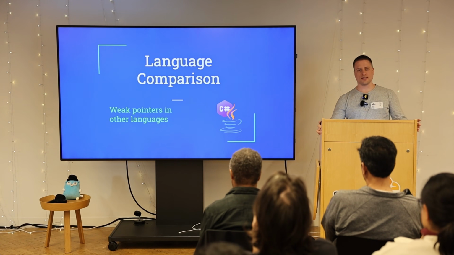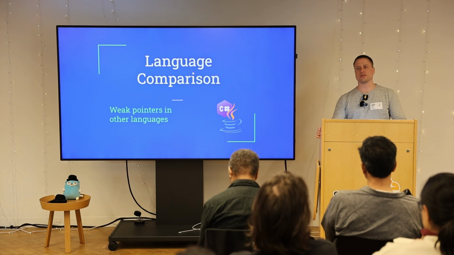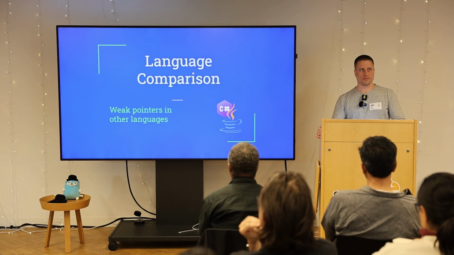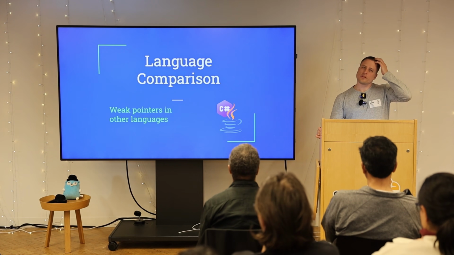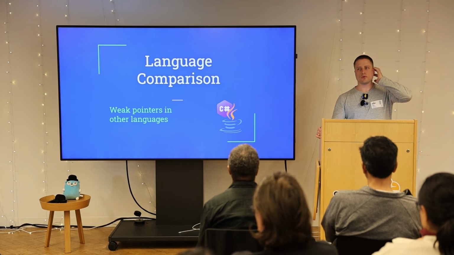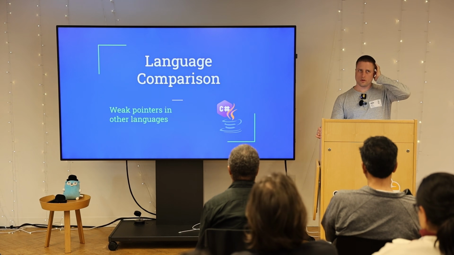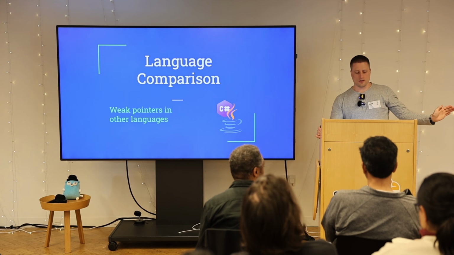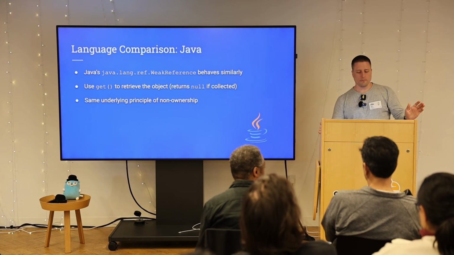Language comparison. So to take a look at how this works in other languages, it's very similar. I think there was a lot of discussion over the years as to whether or not to add weak pointers to Go, and I think one of the arguments that was put forward both for and against adding it was that it would make it more like Java.